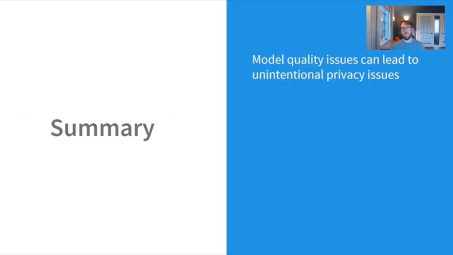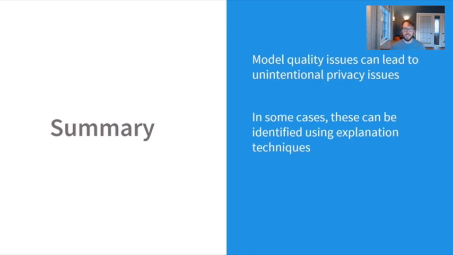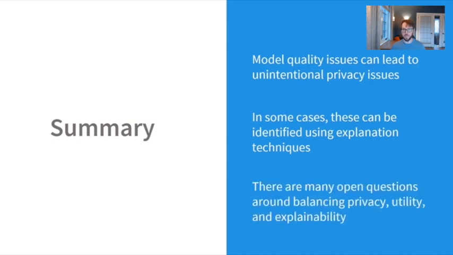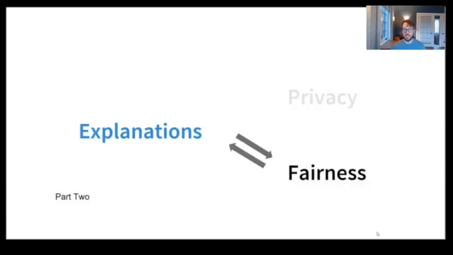Okay, so to summarize our discussion on model quality, privacy, and explanations, we saw that model quality issues can lead to unintended privacy harms. And that in some cases, these can be identified using explanation techniques. And the very fact that we can identify them using explanation techniques points to underlying model quality issues, right? This is a pretty new area, looking at problems in the intersection of privacy and explainability. So there are lots of open questions and plenty of opportunities for good work, building on some existing strong foundations.